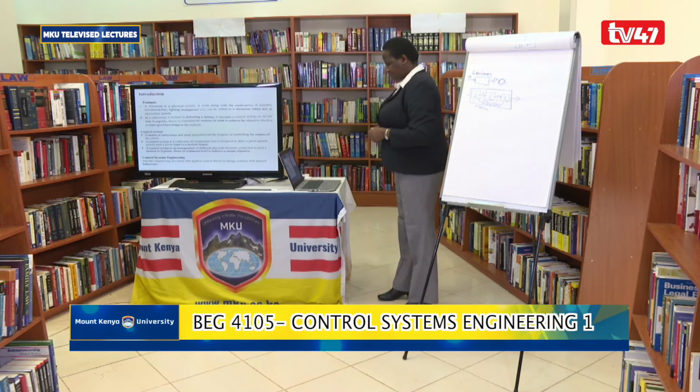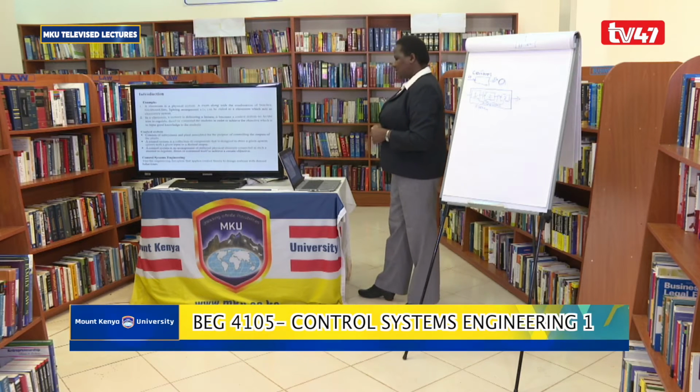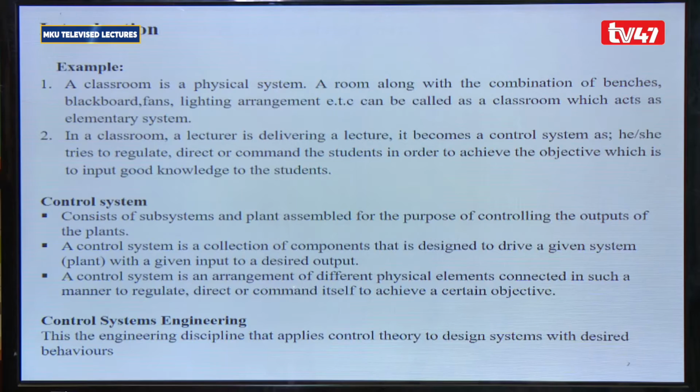So for example, a classroom is a physical system, a room along with the combination of benches, blackboards, fans, lighting arrangements, and all that, which can be called a classroom, and acts as an elementary system. So the classroom is just a system, but the subsystems involved in that classroom include the benches, lighting, blackboards, etc. So we can say those are examples of systems or subsystems.